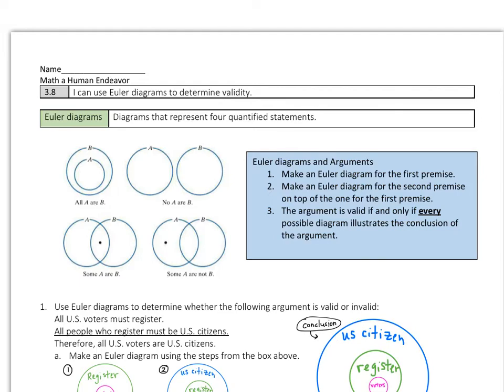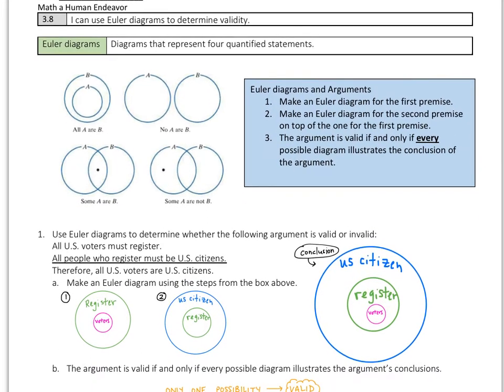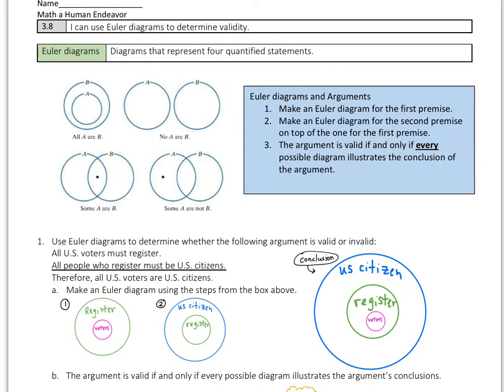Okay, so let's take a look at two examples here. This first example, we're going to use Euler diagrams to determine if this argument is valid or not. So, premise number one, all U.S. voters must register. So if we take a look, I'm drawing my Euler diagram. If I have a U.S. voter, they all must register. So that goes back to the quantified statement, all A are B. So all voters must register.